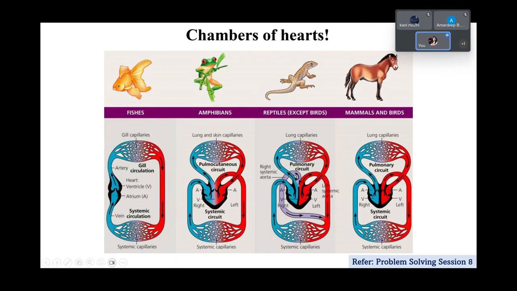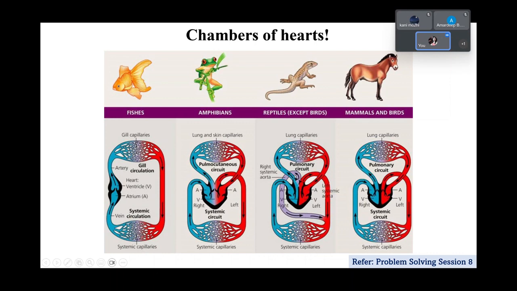This happens at the gills, and then the purified blood, which is rich in oxygen, goes via the circulation to the systemic capillaries. Here it exchanges oxygen with the body's cells and takes carbon dioxide, the respiratory product, from the body, and this carbon dioxide again enters the heart to move via the ventricle to the gills. So this is for fishes. The site of exchange of deoxygenated and oxygenated blood is the gills in fishes, instead of the lungs, which serve this purpose in higher organisms. Next you have amphibians and reptiles.